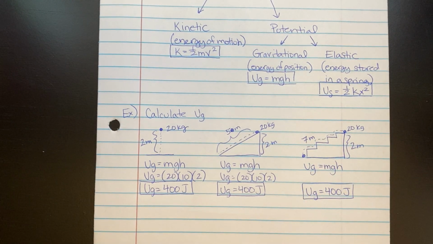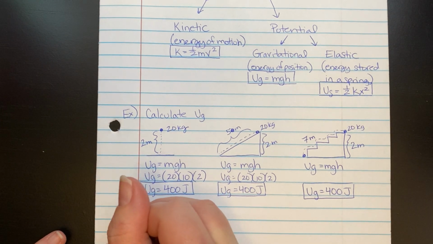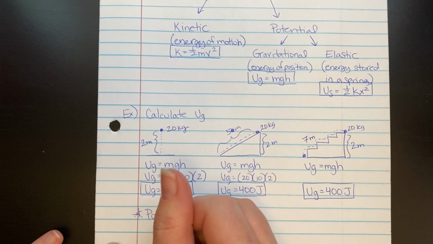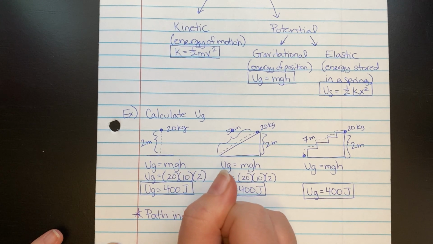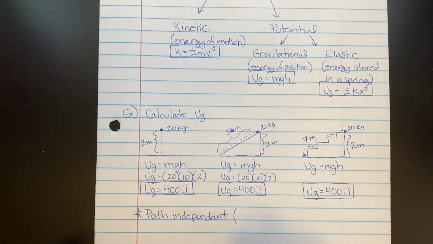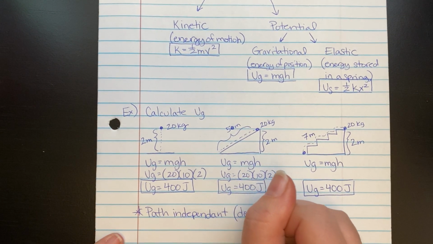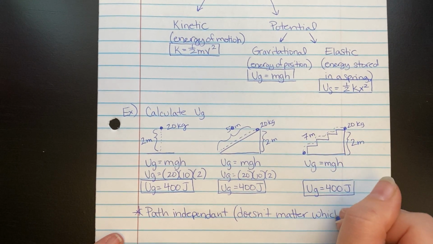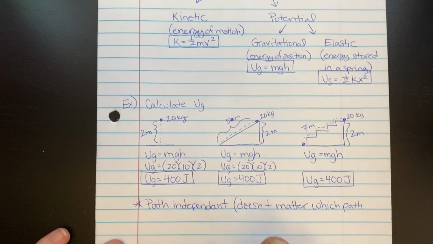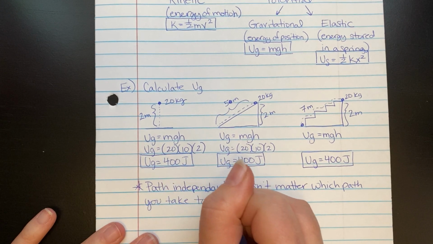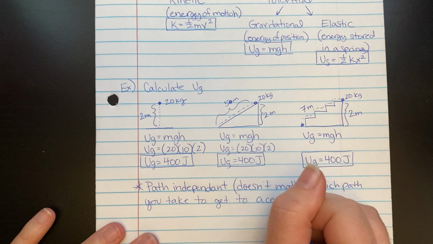The reason why we did this is twofold. Number one, I wanted some practice using UG equals mgh. Number two, I wanted to be able to say that the gravitational potential energy is path independent, meaning that it doesn't matter which path you take, the energy is always the same. So again, it doesn't matter which path you take to get to a certain height.